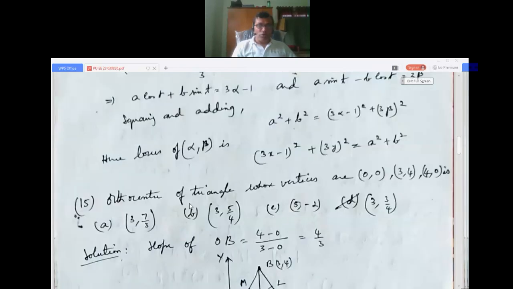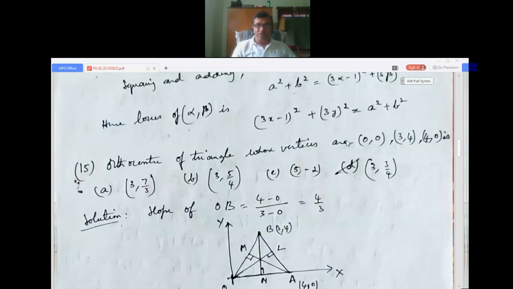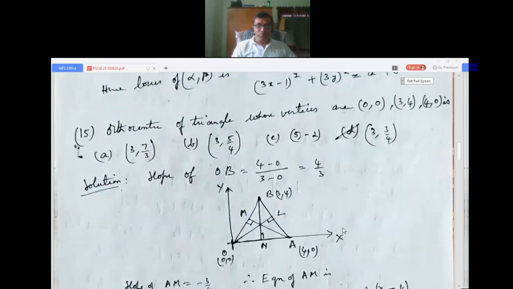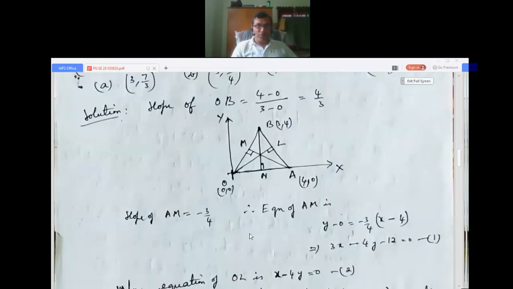Okay. Now the slope of AB. ABC here you can see, A is 0, 0, B is 3, 4, C is 4, 0. So you can see here the triangle. The point of intersection of the altitudes is the orthocenter. So what we do here is find the equation of any two altitudes, any two heights, and then find the point of intersection. The third one will pass through that, because they are concurrent. Concurrent means they meet at a point. So first I will find the slope of AB.